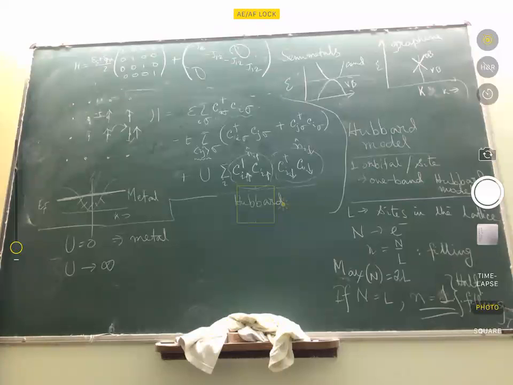I think that the metal will not accept any other electron. No, there is no question of accepting any other electron. I mean, the number of electrons is fixed. Okay, the number of electrons is fixed. My question is, on average, you have 1 electron per site.